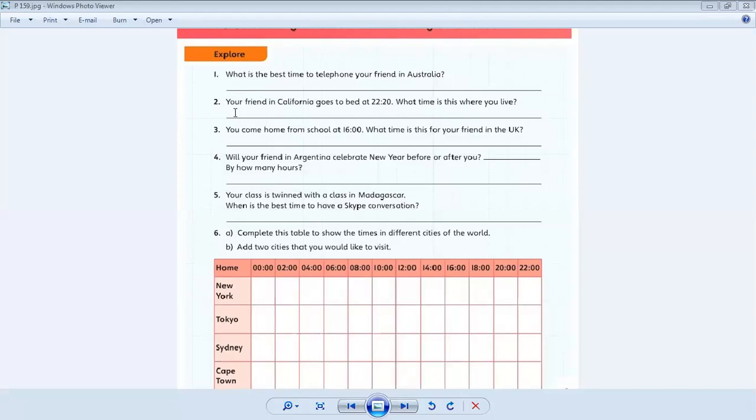If in California it is 22:20, what shall we do? How can I answer this question? Okay, I'm writing here: 22:20 plus 9 hours.